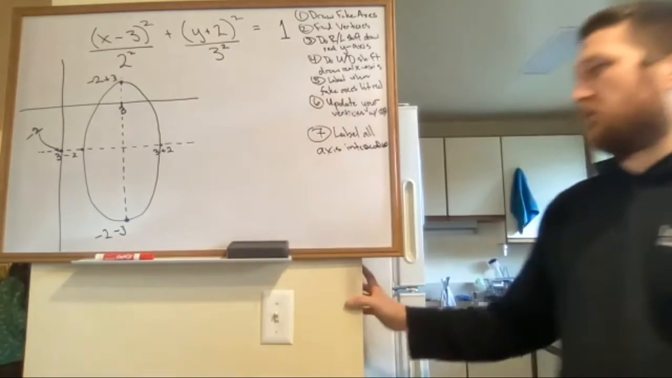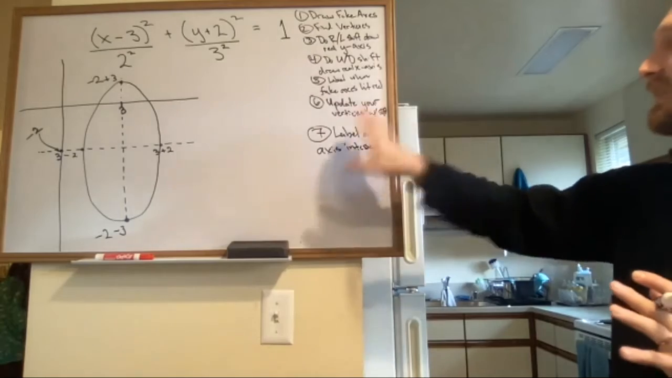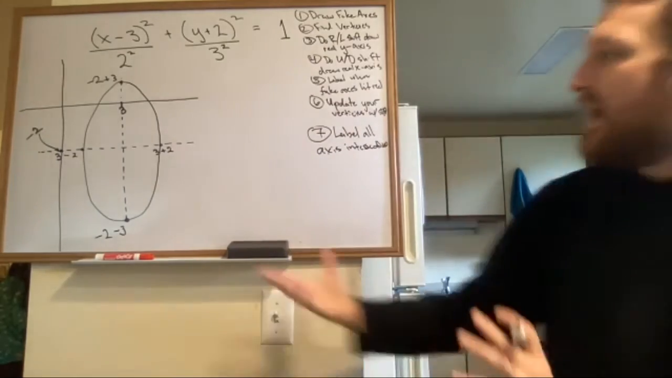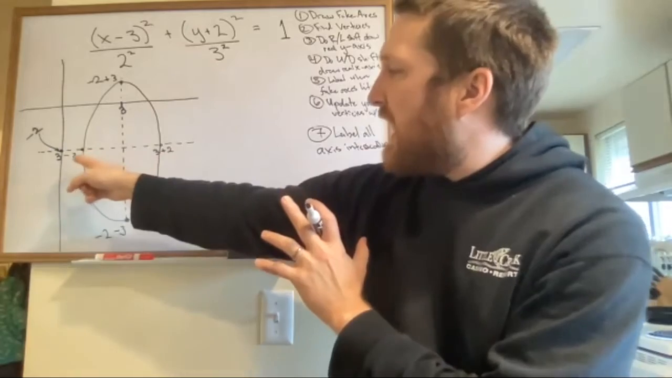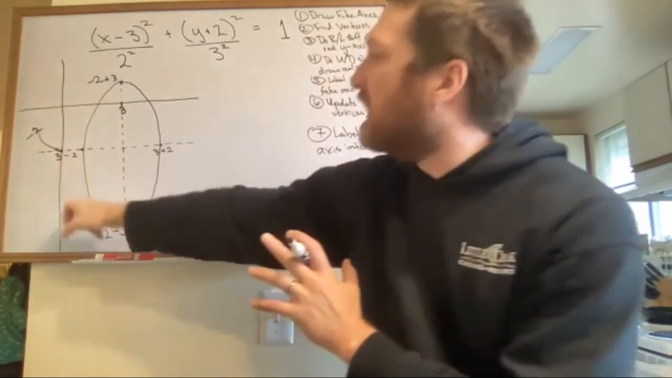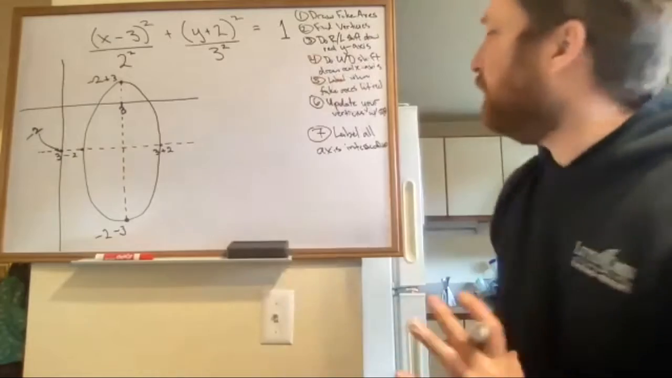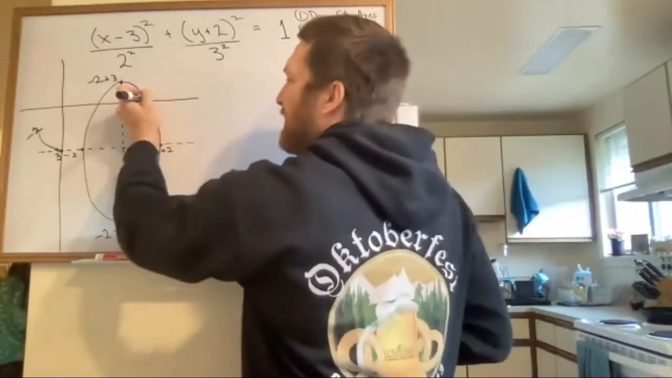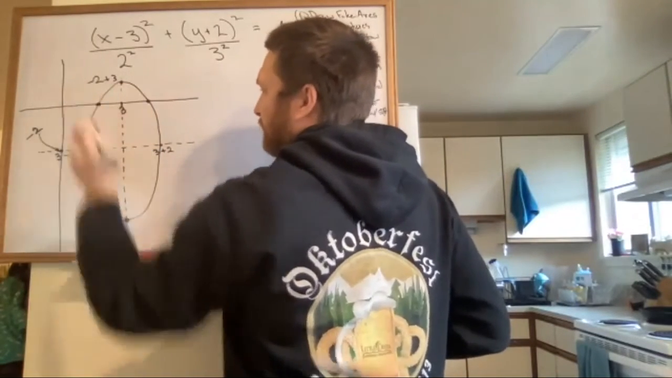That does say intersections. You cannot read that. I can't read it. I can't read my own writing. It says label all axis intersections. And I can see by the way this thing is done that it's not going to intersect the y-axis. So we're lucky there. The only place it does intersect is the x-axis, right here and right here.